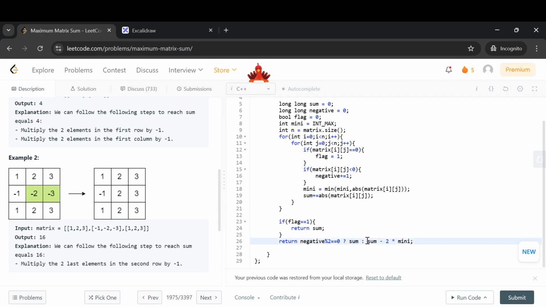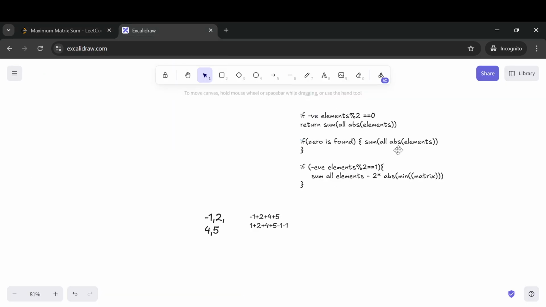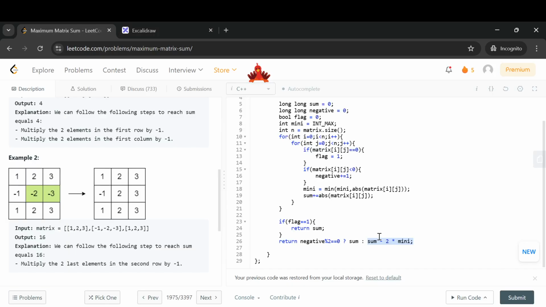Else, as per my explanation, we will be returning sum minus 2 into minimum. Here in the minimum variable, I'm storing the absolute value only, so you need not worry about it.